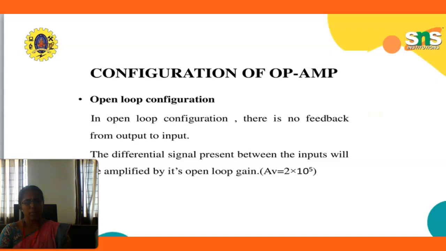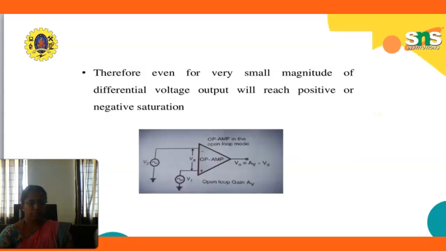The differential signal present between the inputs will be amplified by its open loop gain, so AV is equal to 2 into 10 power 5. Therefore, even for a small magnitude of differential voltage, output will reach positive or negative saturation. This is the open loop configuration of an opamp, with the negative sign and plus sign, where V2 and V1 are the inputs that form V0, equal to AV times the differential voltage.